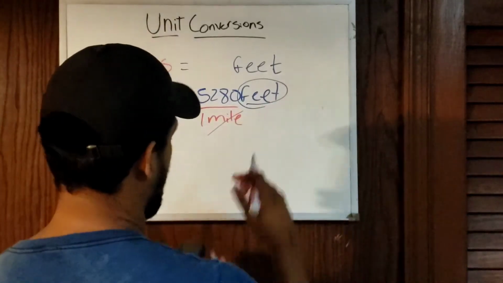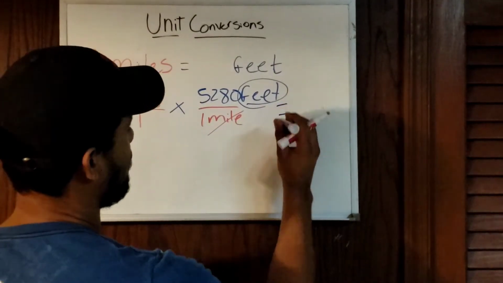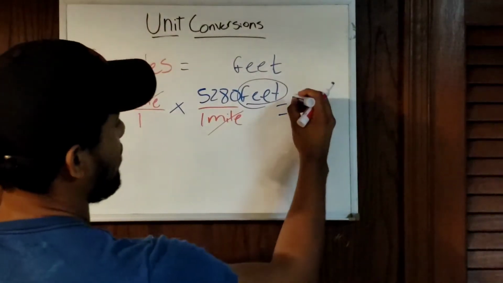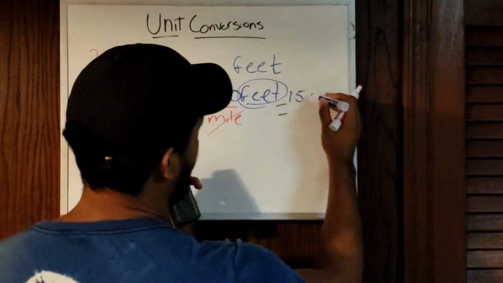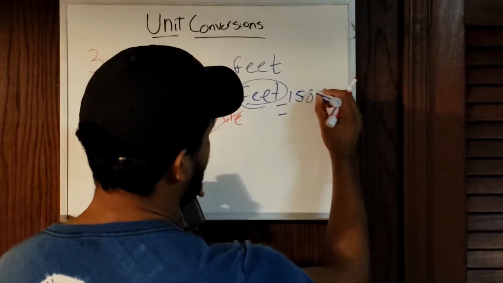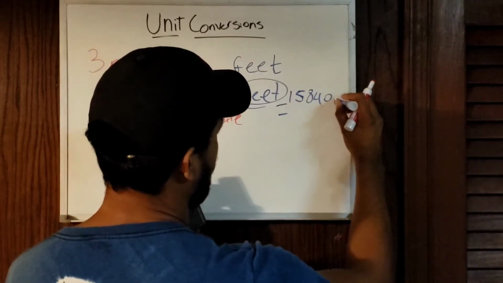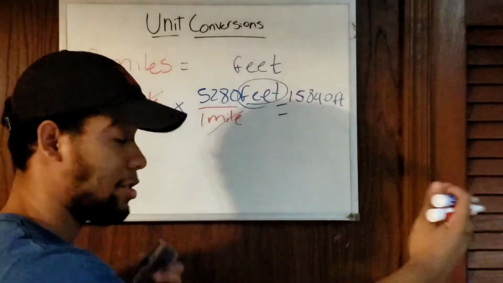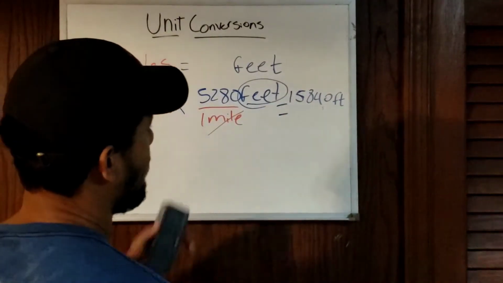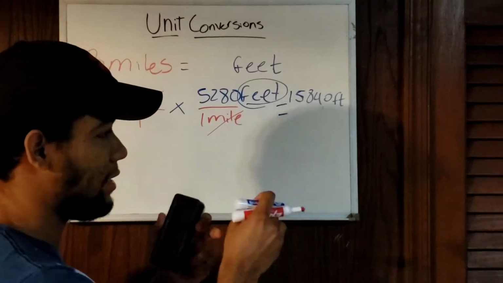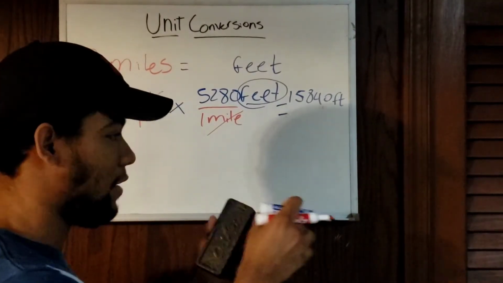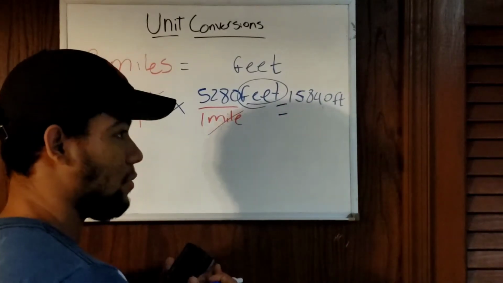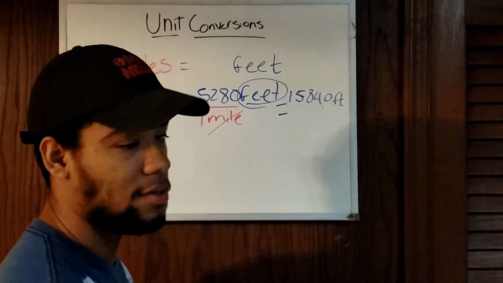Correct, right? And once you multiply this, you will get 15,840 feet. And that is if you were to convert 3 miles, a very long stretch of distance, into just tiny slices of feet. Feet is a very small distance compared to a mile. It'll take you a lot of feet to cover that long distance. So that was the first problem.